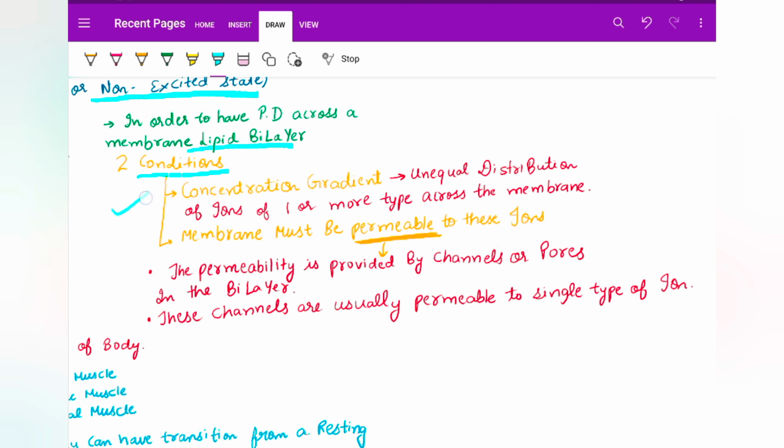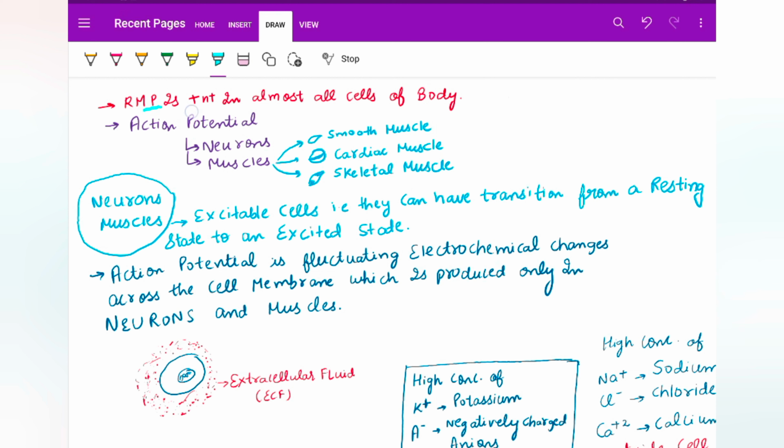Now, in order to have a potential difference across a membrane lipid bilayer, two conditions should be met. First, there should be a concentration gradient. What do I mean? There should be unequal distribution of ions of one or more types across the membrane. And secondly, the membrane must be permeable to these ions. This permeability is provided by channels or pores in the bilayer, and these channels are usually permeable to a single type of ion.